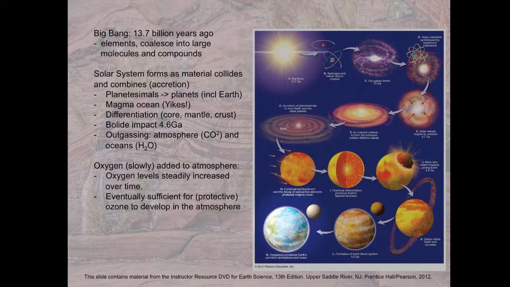Atmospheric carbon dioxide creates a very, very hot environment. So carbon dioxide is a greenhouse gas. It tends to trap thermal radiation that would otherwise emanate back out into space.